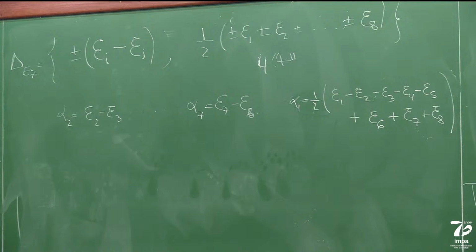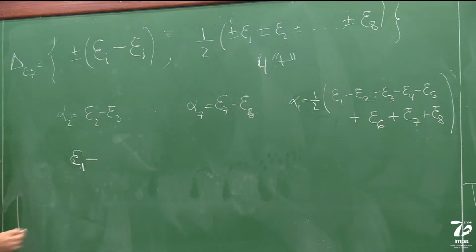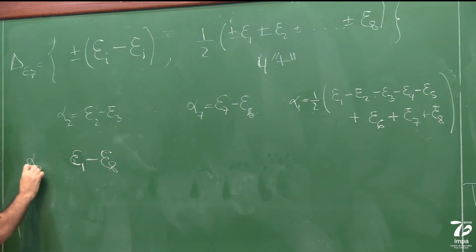Okay, so what's the largest one? Well, anything that includes epsilon 1 has f of the order of 10 million. So the largest one has to be epsilon 1 minus something. And I want to subtract something that is minimum for f so that the thing is maximal for f. So it has to be epsilon 1 minus epsilon 8. So alpha 0 is minus that.